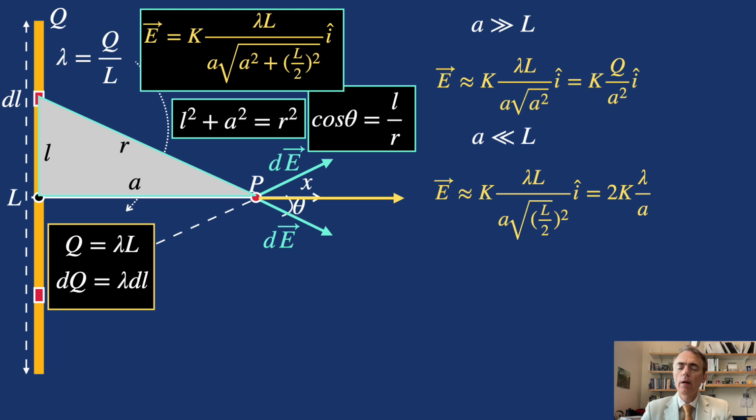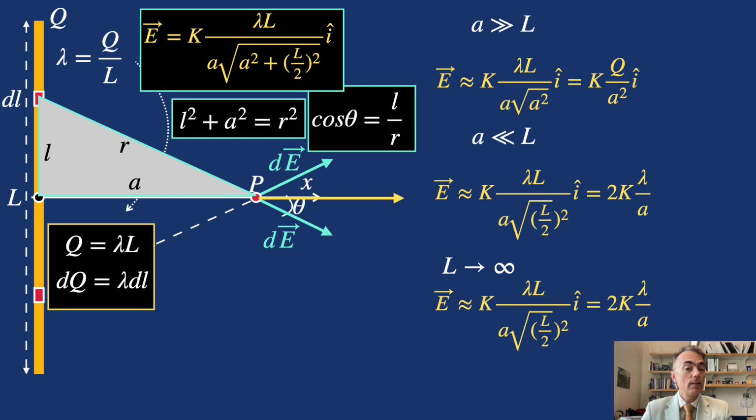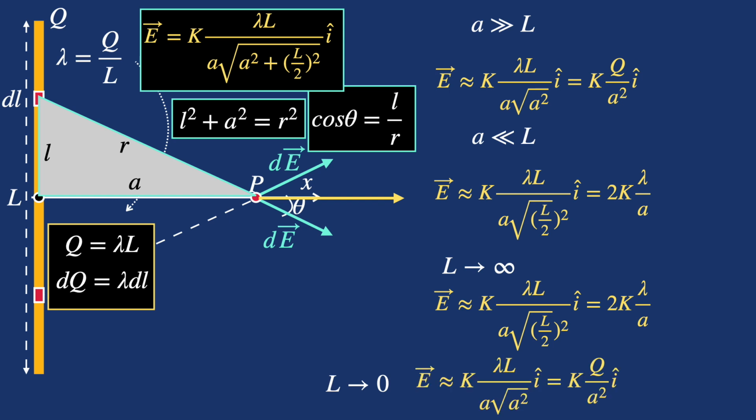Now let's go to another limit. Assume the line of charge is infinite. This should be equivalent to being very, very near the rod. So the electric field in this case is, which indeed is equivalent to the previous result. And if the line of charge is very, very small, we obtain Coulomb's law again, as we can't tell a very small line of charge from a point charge.